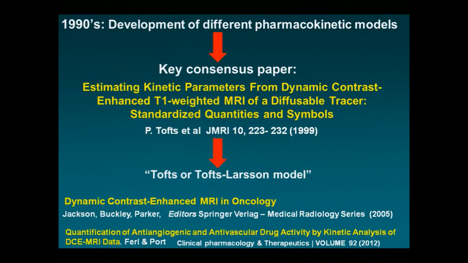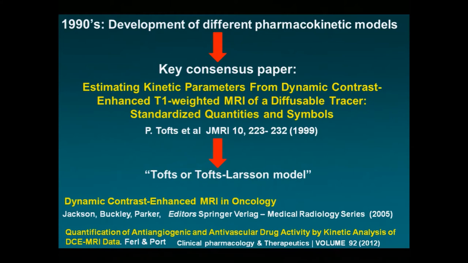And there was quite some confusion. What happened is that Paul Tofts and others held a few consensus meetings, and they came up with a paper that became a key paper in this field, in which they standardized a lot of these quantities and also came up with a kind of generalized model. That is now known as the Tofts or Tofts-Larsen model, and it is widely used in the evaluation of dynamic contrast MRI.